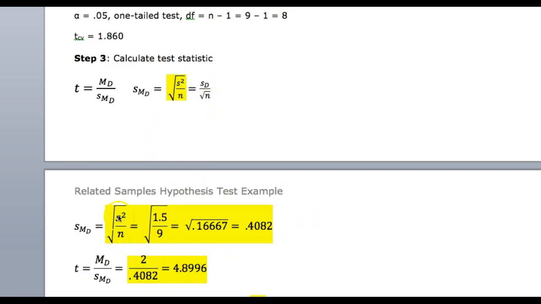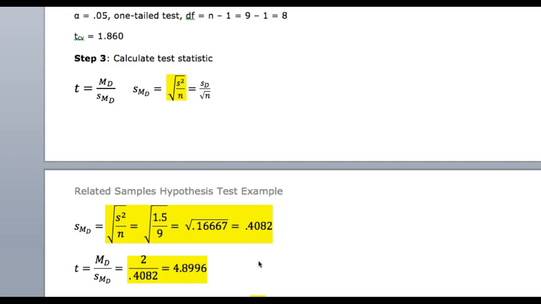So I'm using the sample variance because it's an easier number to work with. So I'm going to take the square root of 1.5 divided by 9. This gives us the square root of 0.16667, which is equal to 0.4082.